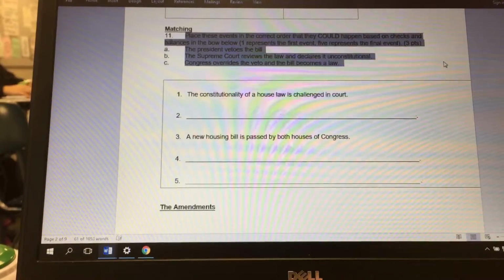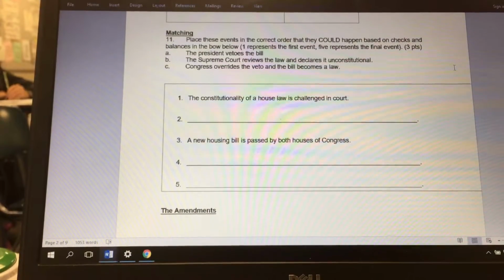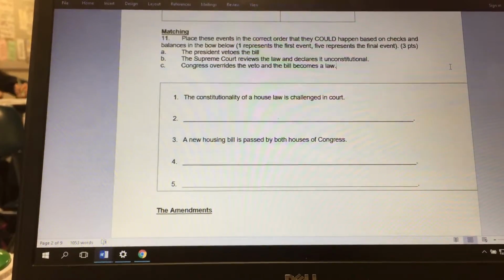Taxes. Federal. State. Both. Place these events in the correct order that they could happen based on checks and balances in the box below. 1 represents the first event, 5 represents the final event.